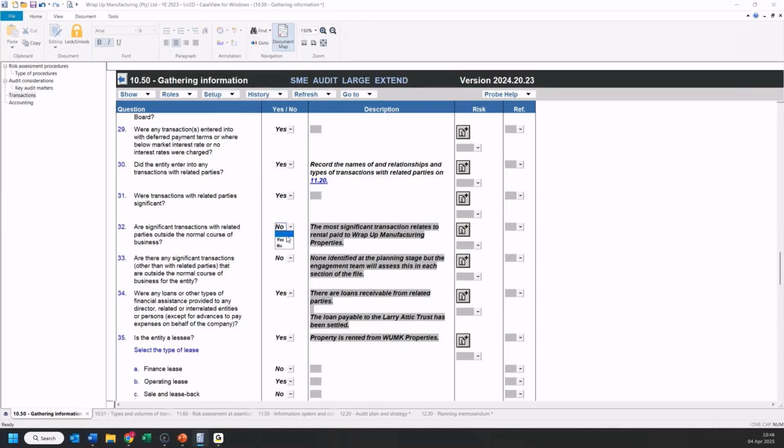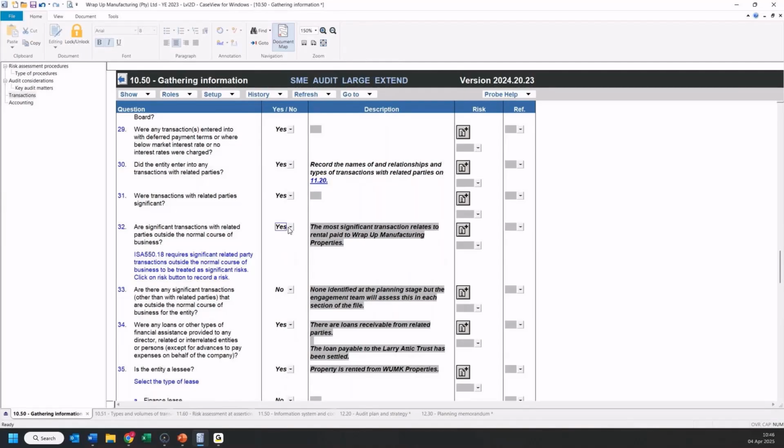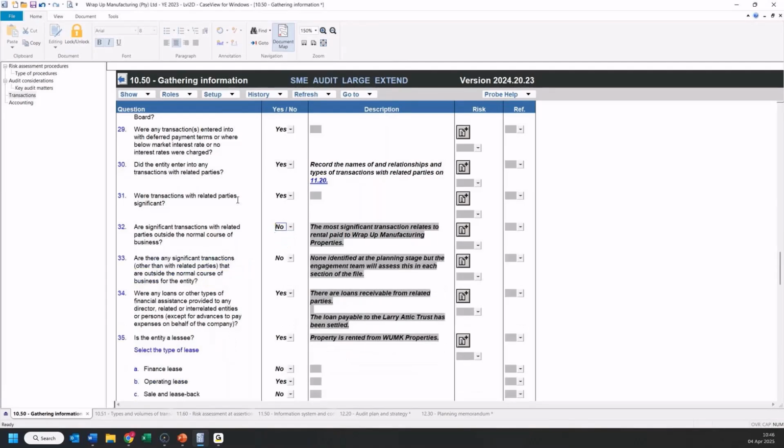If I had said yes, let's say this was outside the normal course of business, what you would then see is the prompt from ISA 550 paragraph 18 that requires that a significant related party transaction outside the normal course of business must be treated as a significant risk. Click on the record button to record a risk. Okay, so that's what you would have done in that case. We, however, said this is perhaps a significant transaction, but it's not outside the normal course of business. And that's why we did not treat that as a significant risk in this case.